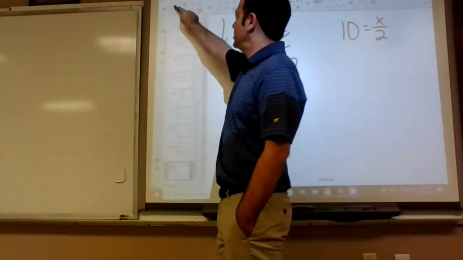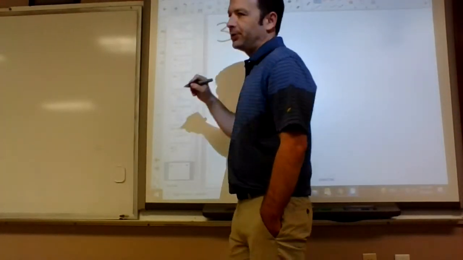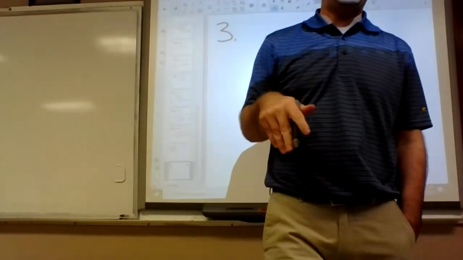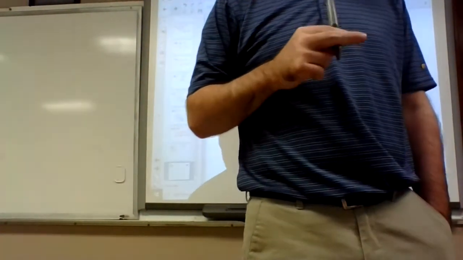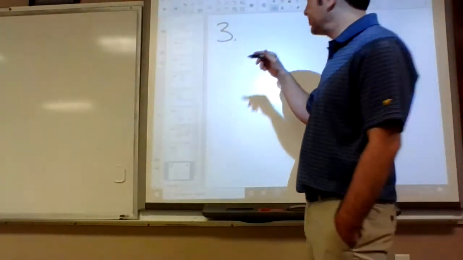Okay, number 3. Hold on. So we're doing 1 through 3. And then we're jumping to 7. So, yeah, if you get confused later, it's probably because you're doing the wrong problem. S equals C times H plus R.